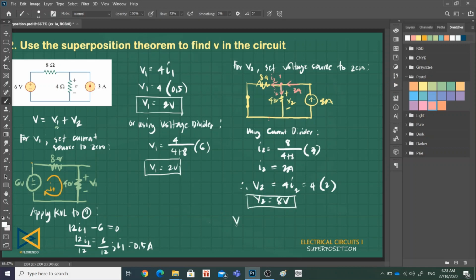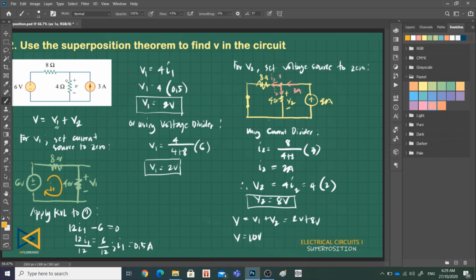So, the total V or yung V dun sa mismong circuit natin, dun sa original circuit natin, which is V sub 1 plus V sub 2, which is 2 volts plus 8 volts, is actually equal to 10 volts. So, ganun lang siya kadali.